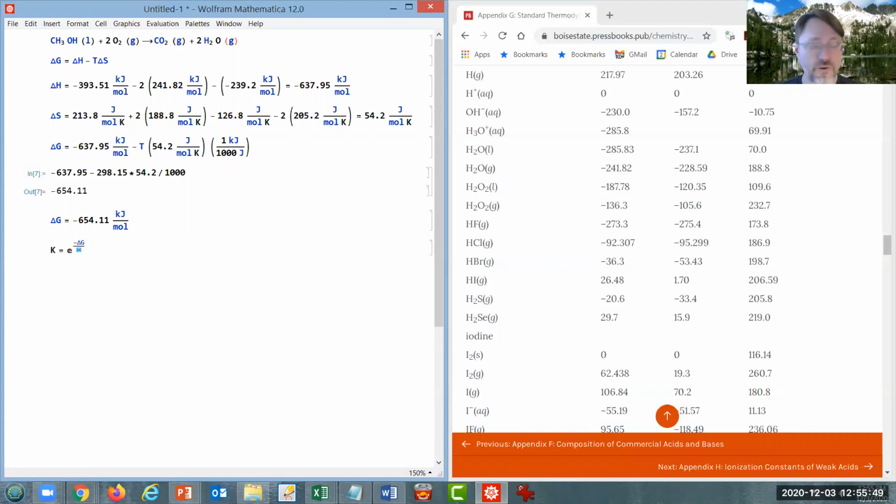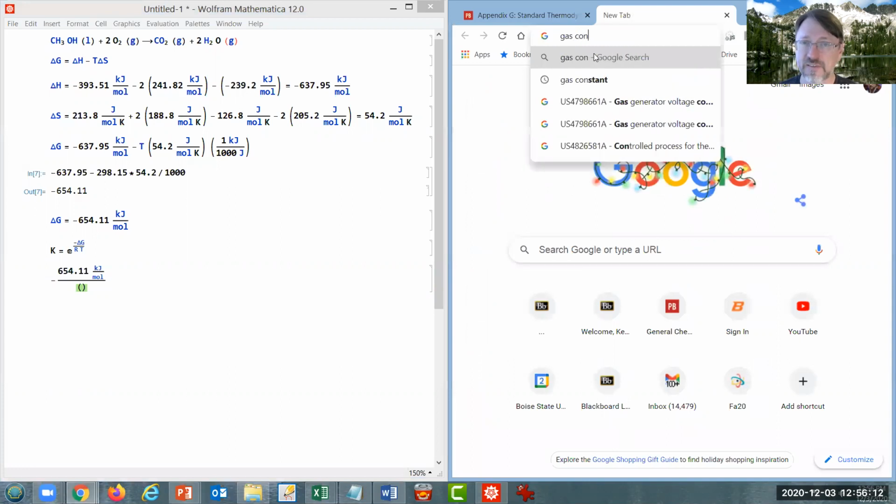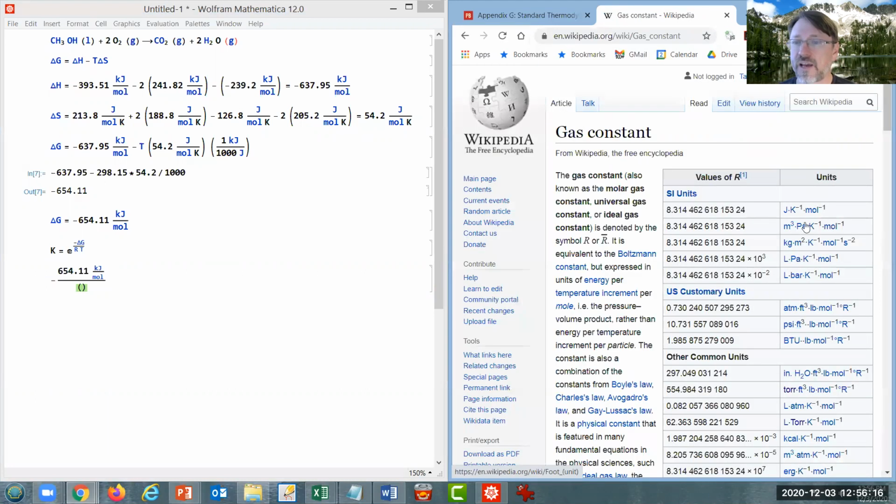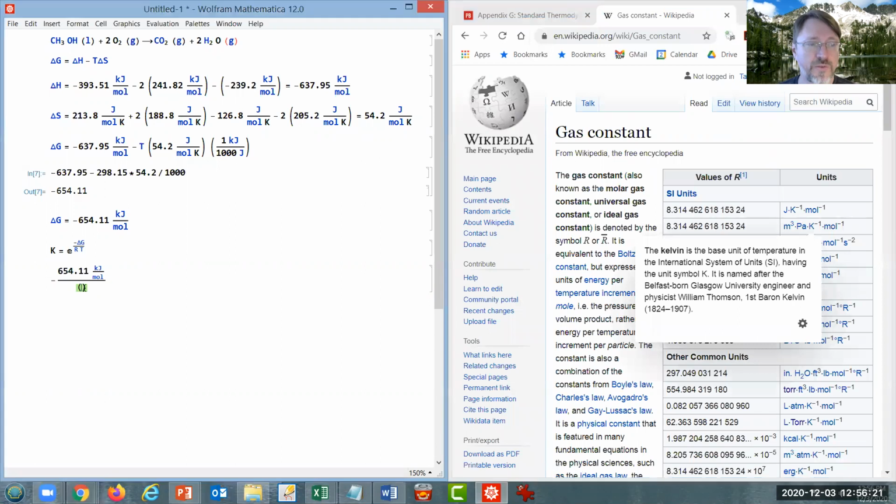delta G over RT. So we take our delta G, minus 654.11 kilojoules per mole. We then divide that by our value of R. So I'm going to look up our gas constant. Okay, so we have joules per Kelvin mole, so that's a good one to start with here. So we'll do 8.3146. We probably don't need more digits than that. Joules per Kelvin mole. Now we need joules and kilojoules to cancel, so we're going to have to do 1,000 joules, 1 kilojoule. We also need our temperature here in the denominator, so we need 298.15 Kelvin. All our units cancel.